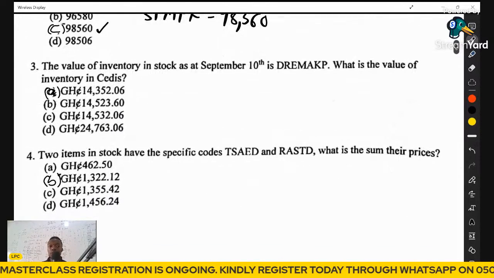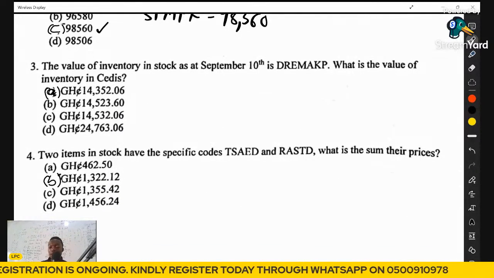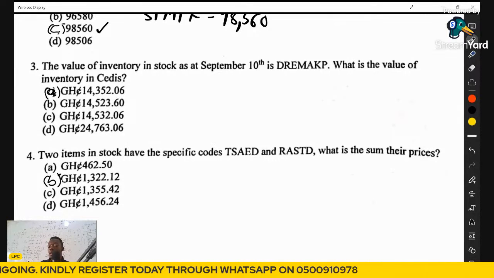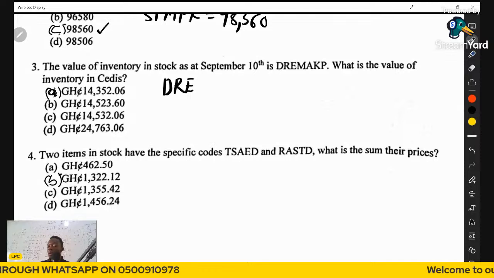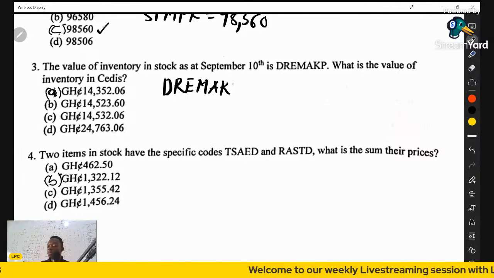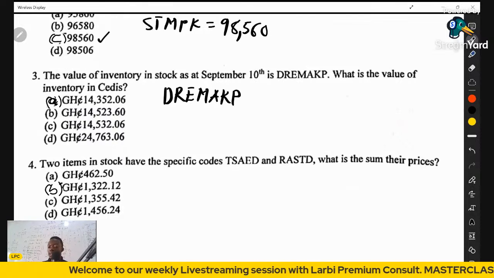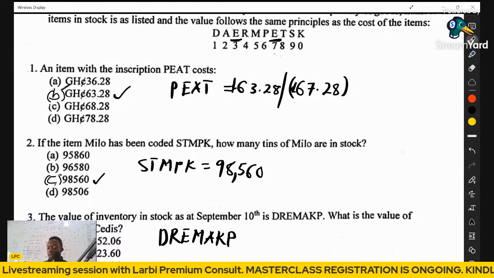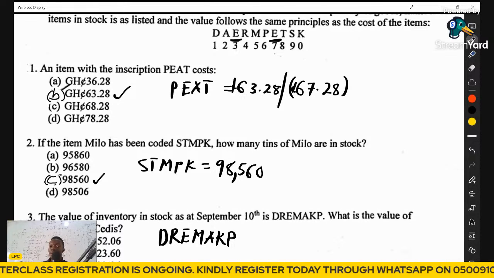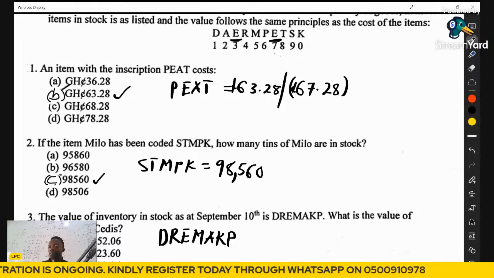All right. Let's move on to question number 3. The value of inventory in stock as at September 10 is, so it is what? D, R, E, M, A, then we have K and P. So here you see we have the E also appearing here. So we treat it as the same thing that we did with the one in terms of the cost. So here we are talking about the value, so meaning that we will have two values. And then they will compare and see which of the options will be found in there, and then we select that as our answer. Is that okay? So here too, you have followed the same logic.